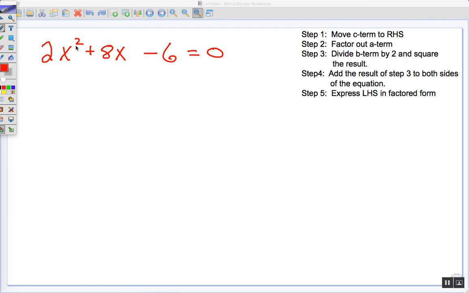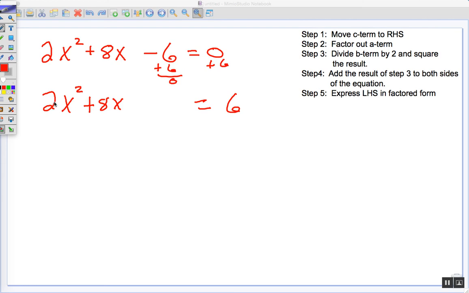So let's do an example now where our lead coefficient is not 1. So still going to follow all of my steps. Step 1, move the c term to the right-hand side. So that gives us 2x squared plus 8x, and I'm going to leave some space, is equal to 6. Remember, following algebra rules, if I want to remove this from this side, I have to add 6. That goes to 0, add 6. So this time we have an a term, so this step we have to follow. Step 2, factor out the a term.